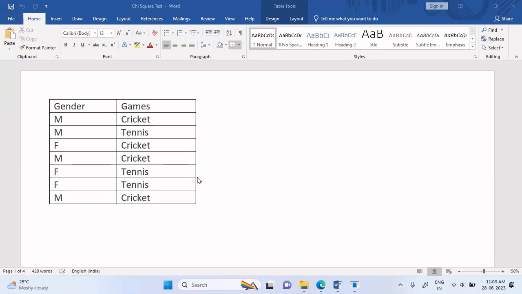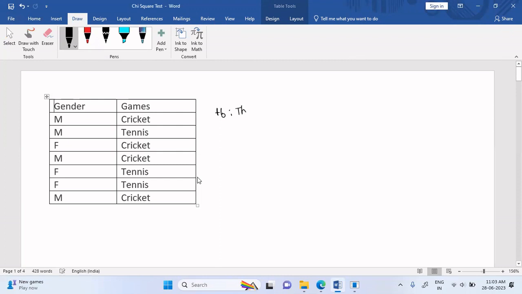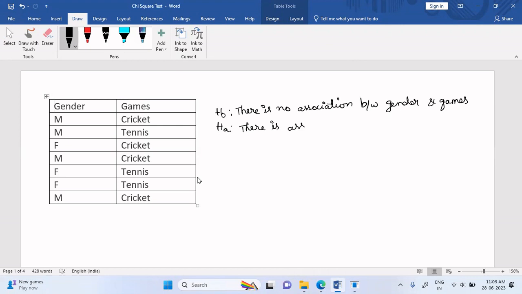So the null hypothesis, H naught: there is no association between gender and games. Whereas the alternate hypothesis states that there is association between gender and games. So this is our first step.